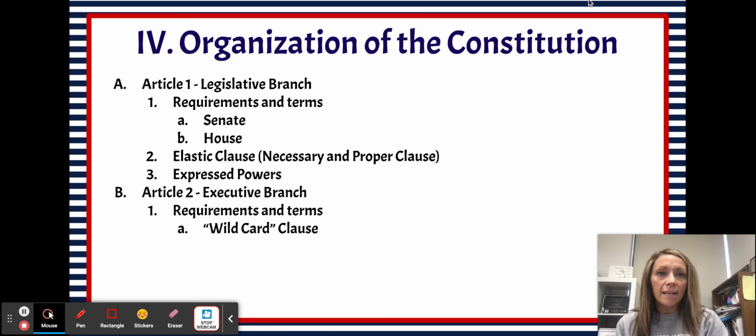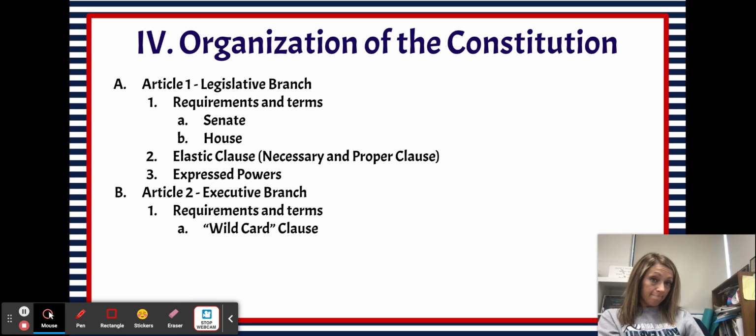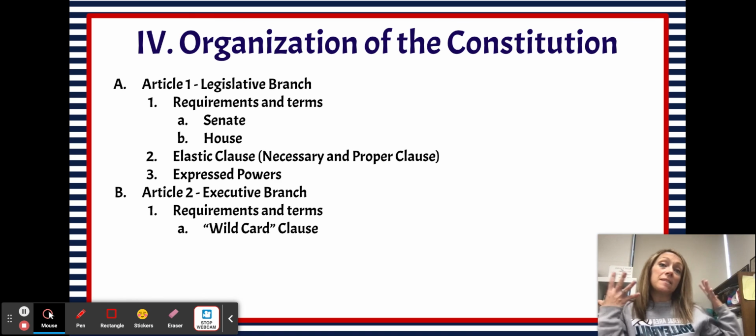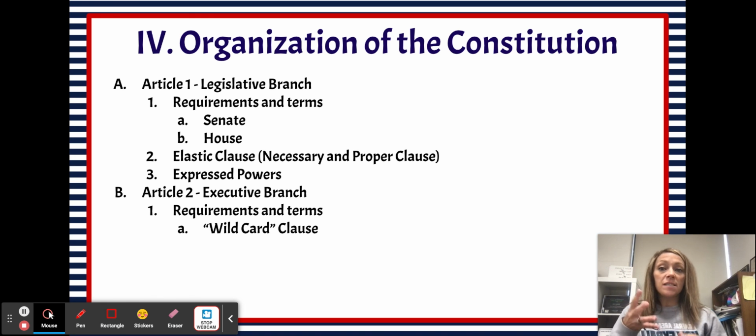And the last thing we want to look at today on the executive branch is the wild card clause. And this is a clause that can be found in Article 2 of the Constitution. And this says, and I'm paraphrasing, that the executive power of the United States shall be vested in a president, okay? It doesn't really say what executive power is, and it doesn't say what executive power isn't. So this is often called the wild card clause because if you have a wild card in Uno, you can use it for whatever you want it to be. And presidents throughout history have done that, and we're going to look at some examples in class, okay?